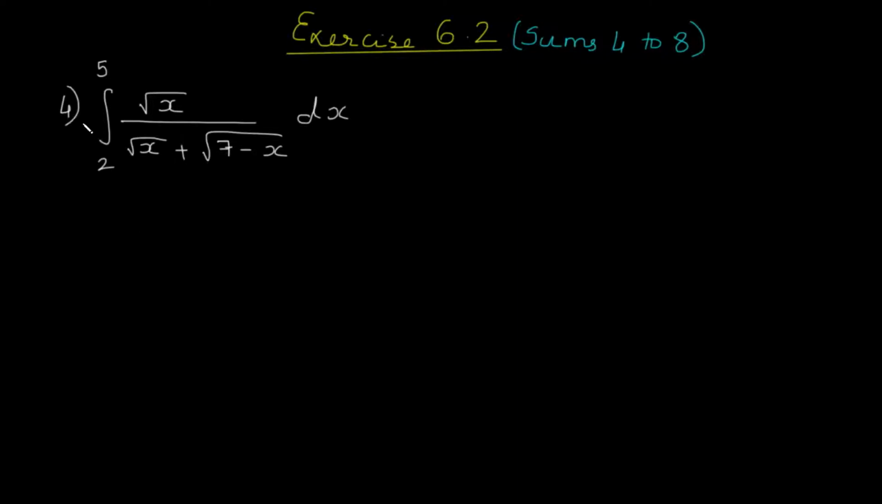Okay, so the fourth sum here: the integral from 2 to 5 of root x upon root x plus root of 7 minus x dx. We are supposed to find the value of this particular integral.